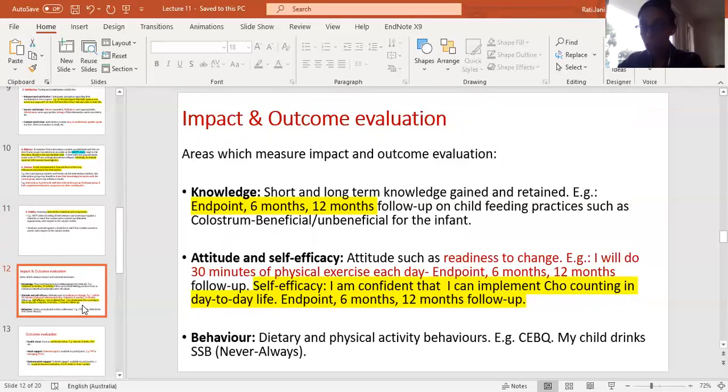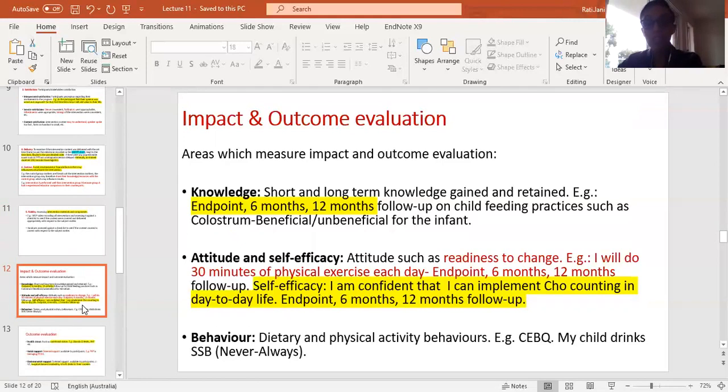So for example, knowledge. So for instance, they did not know how to do carbohydrate counting. Your participants, for instance, now they know how to do carbohydrate counting. That is change in knowledge. Yes, you can test this immediately after your intervention, and to see whether they have retained this knowledge, you test it after say 6 months, 12 months, things like that.